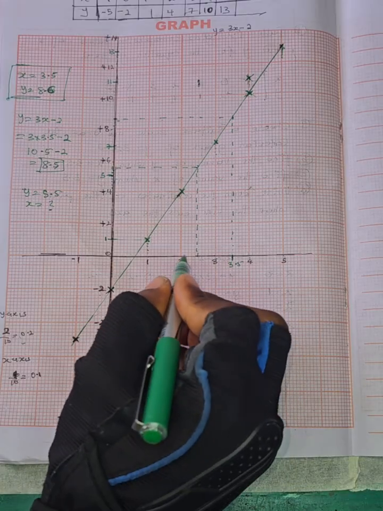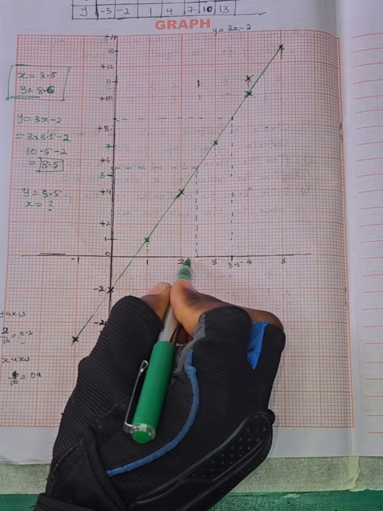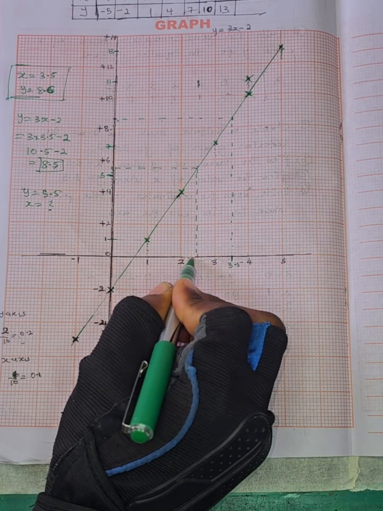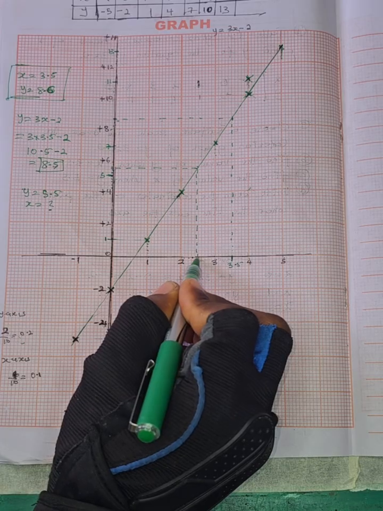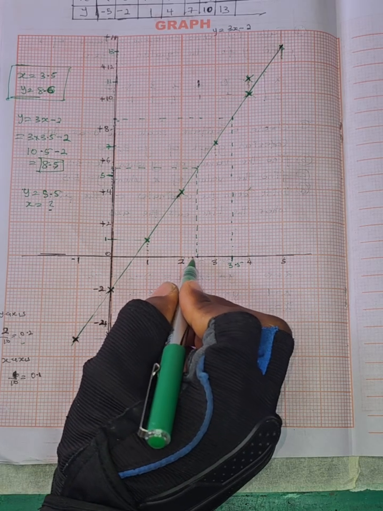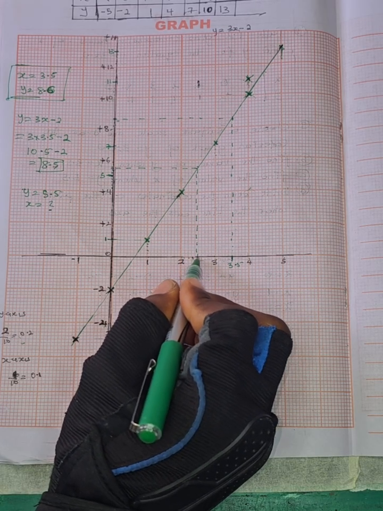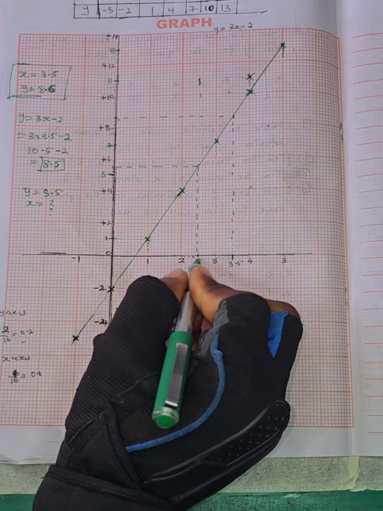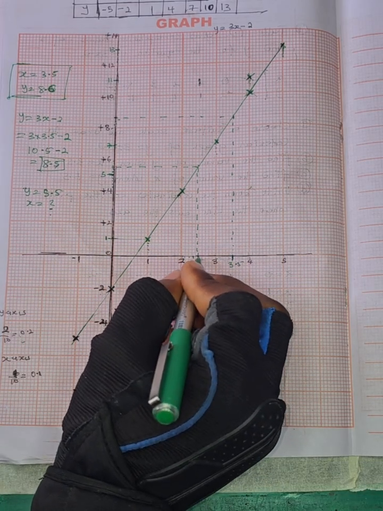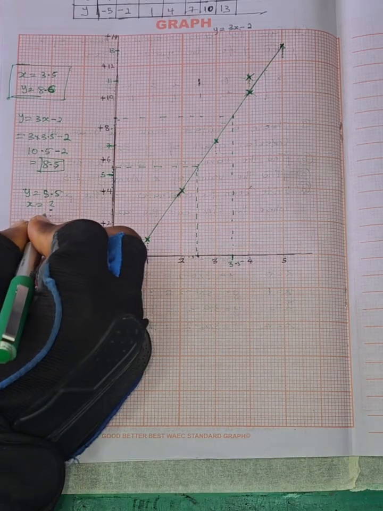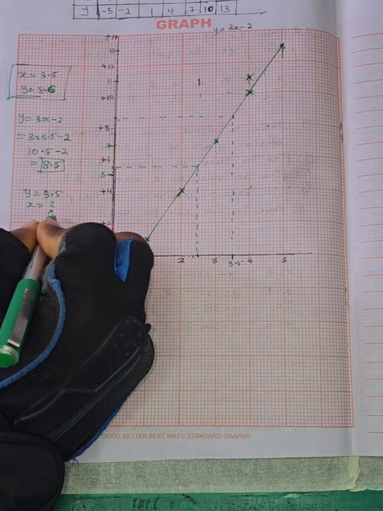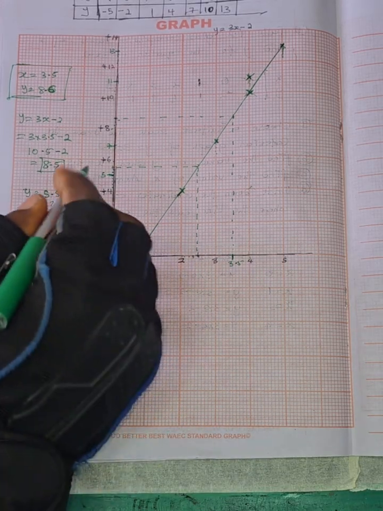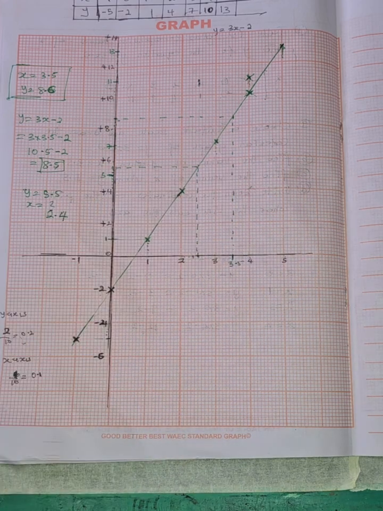So let's count. 1, 2, 3, 4. So it's between 2.3 to 2.4, we can call it 2.4, like it's meeting at that 2.4, close to the line. So x is 2.4 at y being 5.5 from our graph.